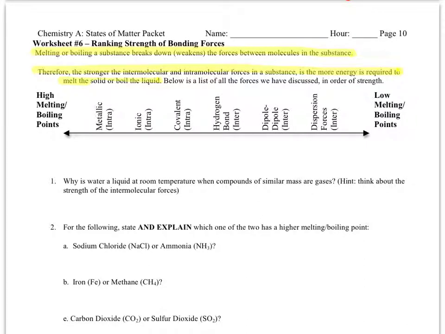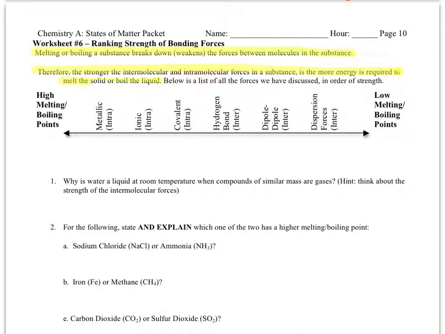This is worksheet 6 of the States of Matter packet, and here we are going to sort of finalize and formalize ranking the strength of all the different bonding forces that we've talked about. And also talk about the results of these strengths, relative strengths, in terms of melting and boiling points.